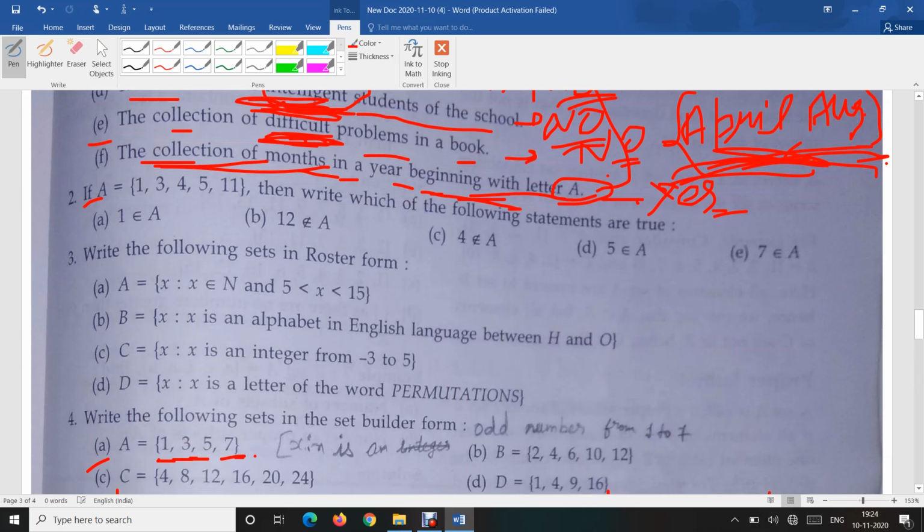See, if A is equal to 1, 3, 4, 5, 11, then write which of the following statements are true. I already told you that this is the sign of belongs to and this is the sign of not belongs to. So you have to see whether 1 is present in this set A.